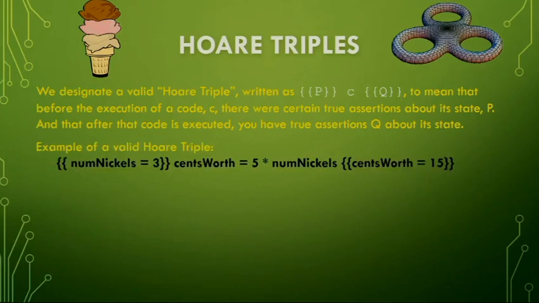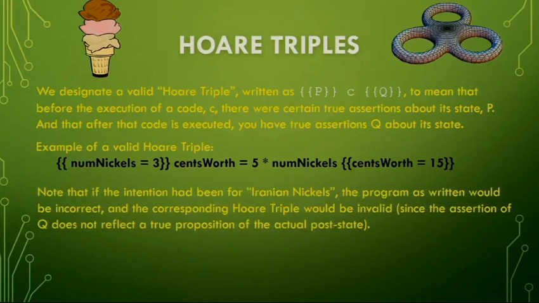So here's an example of a valid Hoare triple. Before it hits this line, I took away the whole input part, so we're just going to focus on this line. It says the cents worth is 5 times the number of nickels. We started just before the line with the number of nickels equaling 3, and we're saying the intended output is that the cents worth should be 15. This is actually correct. This is what's going to happen. Go ahead and click. But what if we were doing the Iranian nickels? Then this program would be incorrect.